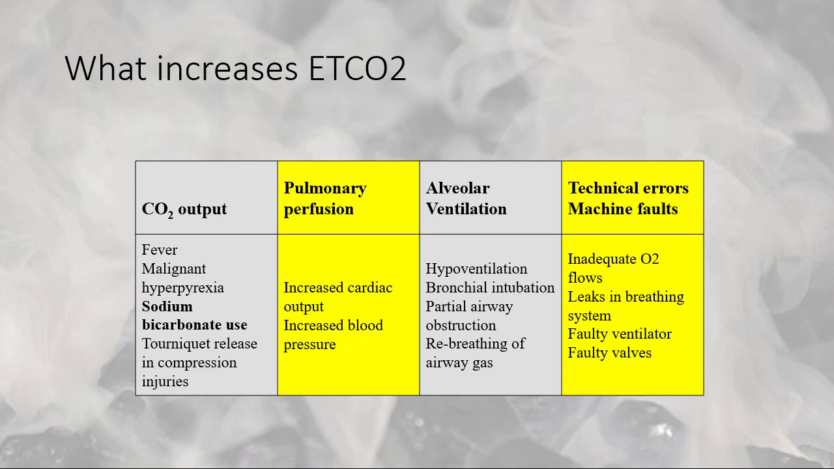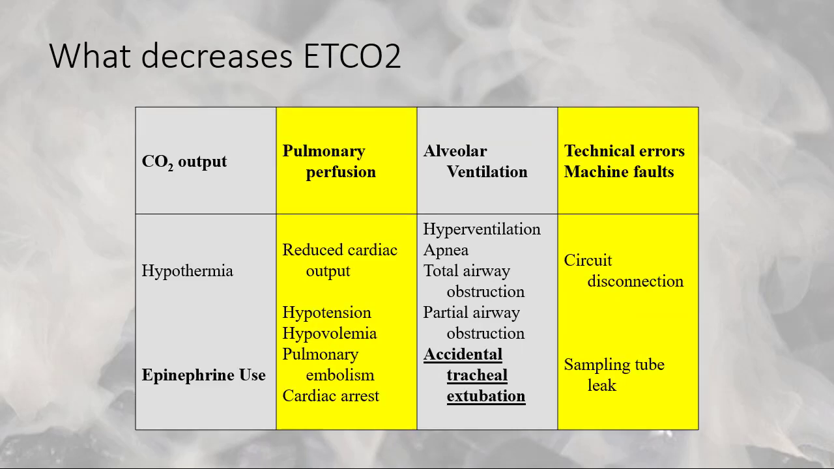These are concerns. And sometimes we have issues with inadequate O2 flows. Again, not washing out all the CO2 out of the alveolar space. You have leaks in your breathing system. You have a bad ventilator, you have an incompetent one-way valve on your BVM, and we've talked about that before. Things that decrease CO2 output, the big one is hypothermia.